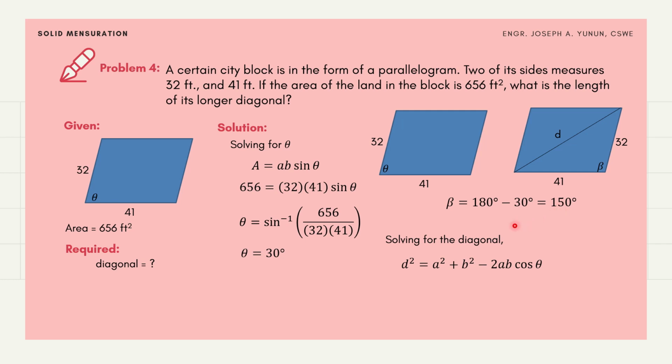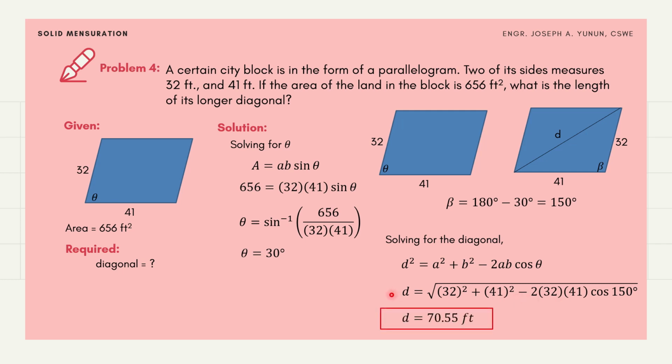Before substituting those values, we need to take the square root of both sides and then substitute the given values: 32 for A, 41 for B, then 2 times A and B, which is 32 and 41, and then cosine beta, 150 degrees. Simplifying that using your calculator, the length of the longer diagonal is 70.55 feet.